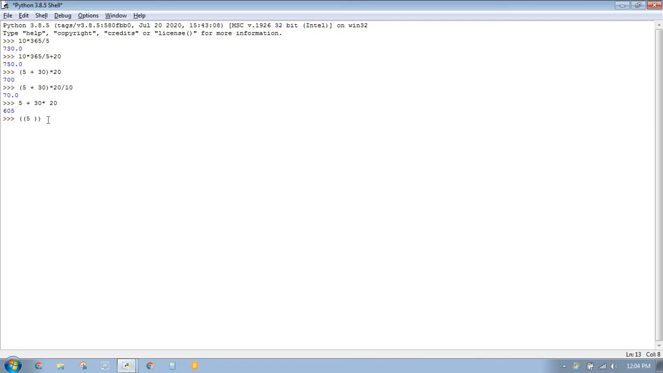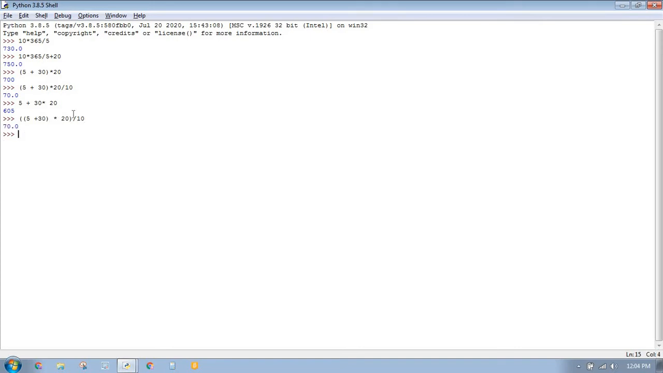5 plus 30, and then close the parentheses, and then we will give the sign of asterisk, that means multiply, and then we will type 20, and then close the parentheses, and then slash, I mean forward slash, to divide by 10. Okay, now let's see the answer, that is 70.0 only.